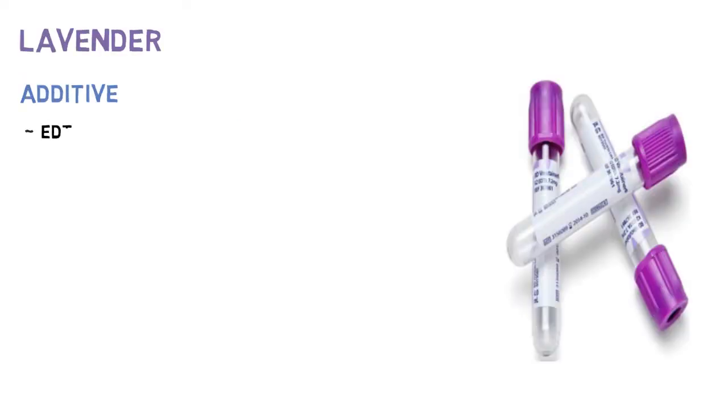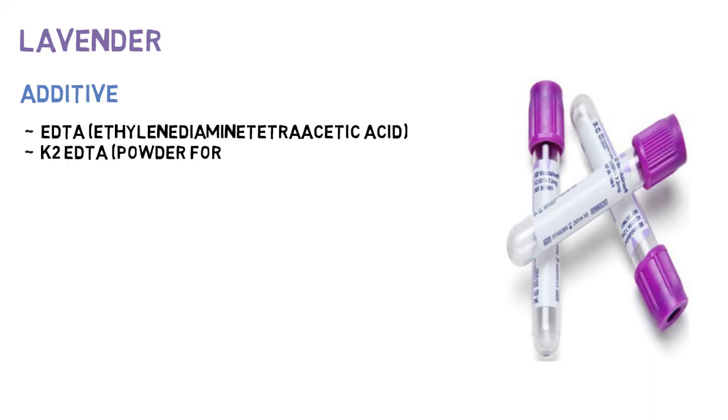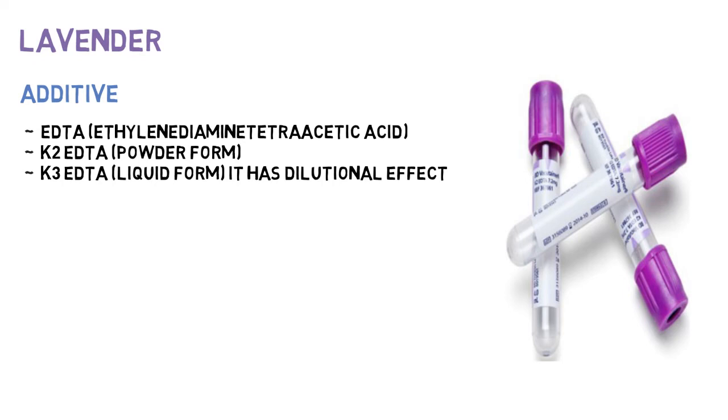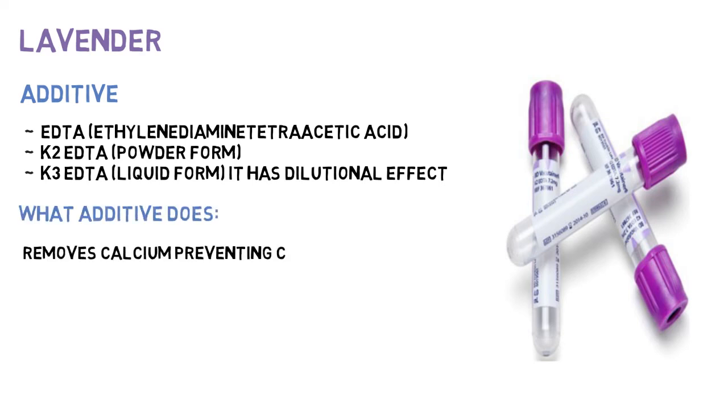Lavender tube. Additive. EDTA, ethylenediaminetetraacetic acid. It may be K2 EDTA and K3 EDTA. K2 is in the form of powder and K3 is in the form of liquid. It is preferable to use K2 EDTA because it has no dilutional effect on the blood sample. What does the additive do? Removes calcium, preventing clotting of the blood.